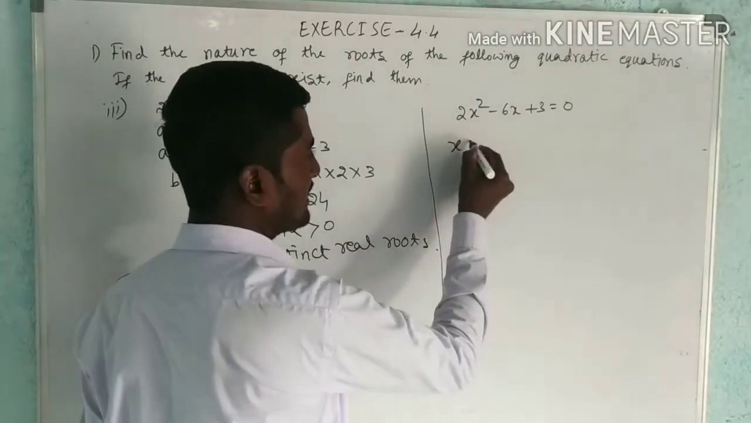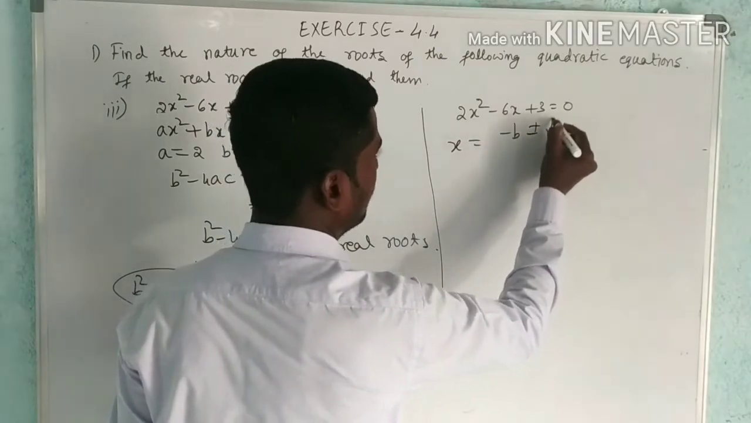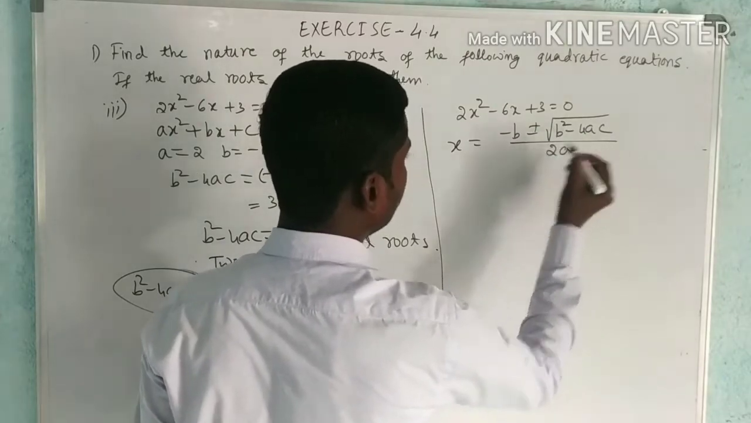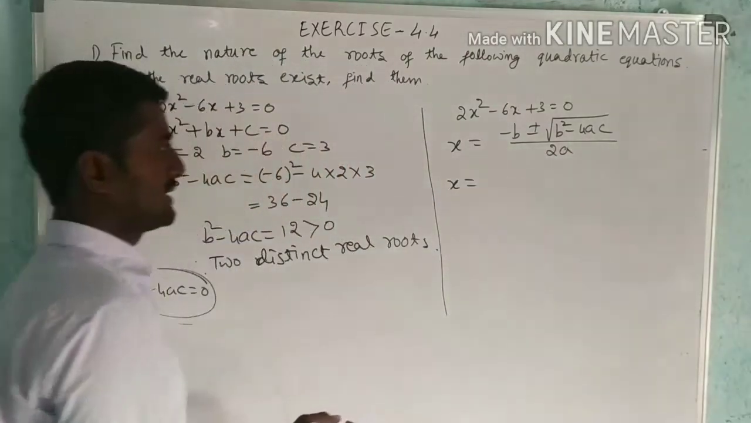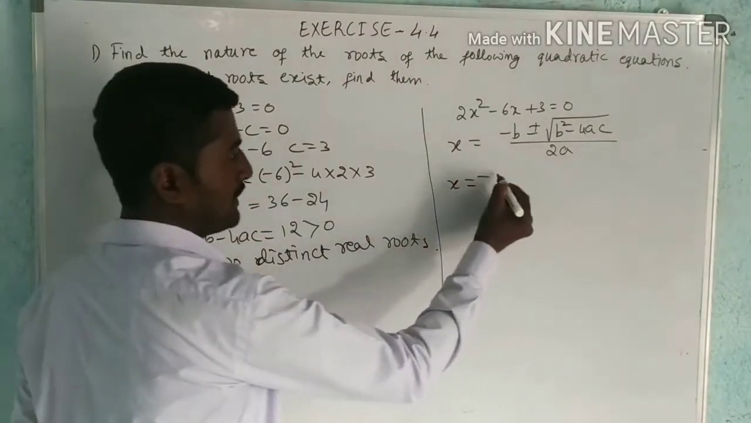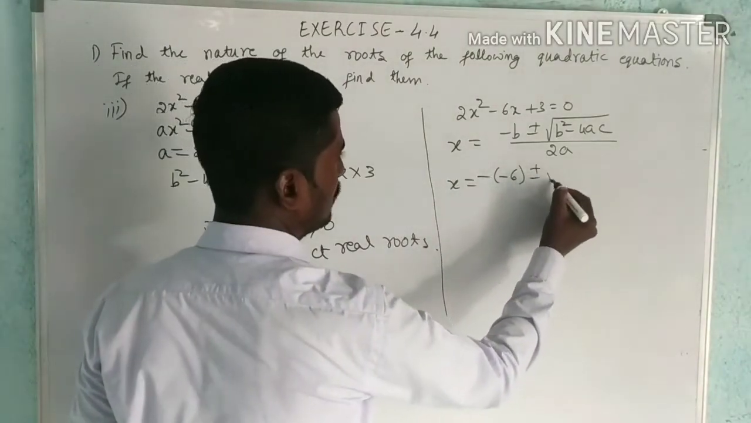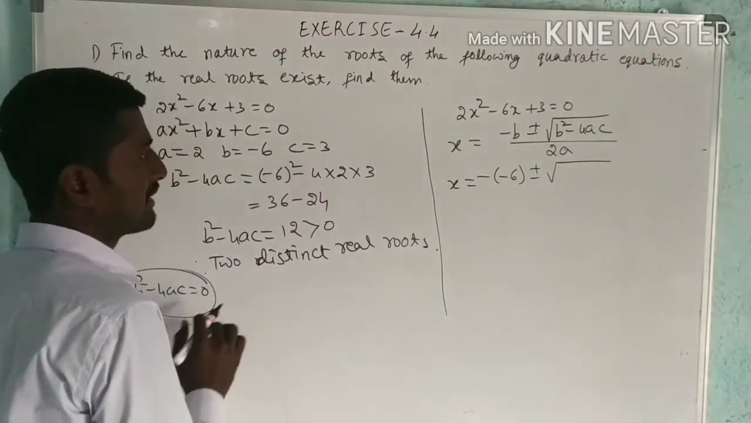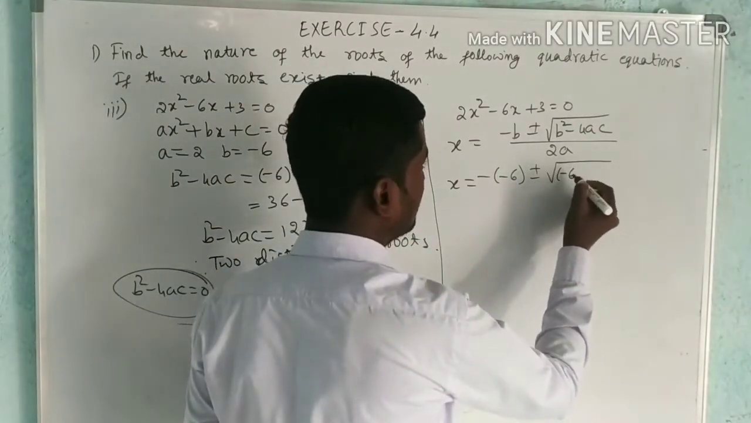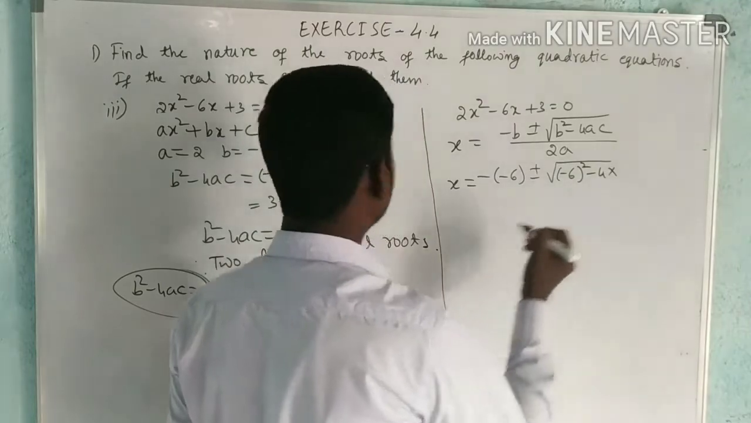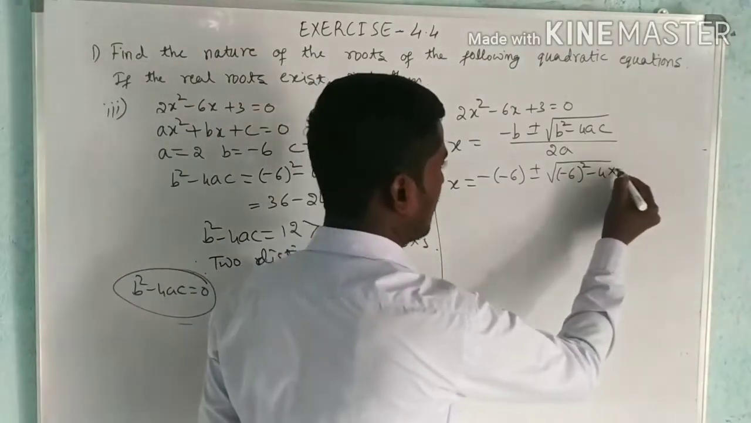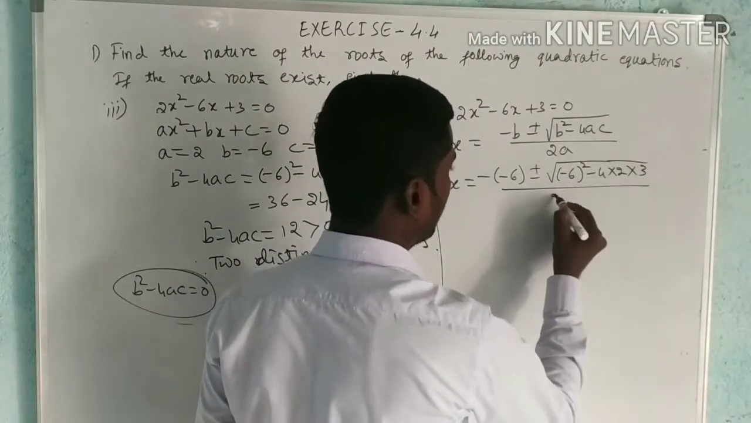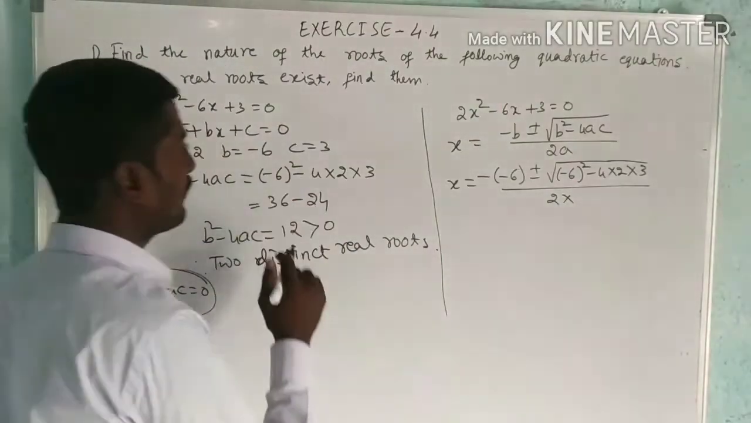Now I'll write the formula: x = (−b ± √(b² − 4ac)) / 2a. Now x equals −b, I have already written here. Minus b is −6, plus or minus square root of, this term I already got, so I can write that. Otherwise I will substitute once again: (−6)² − 4 into a value 2, into c that is 3, divided by 2a, that is 2 into a value, which is 2.